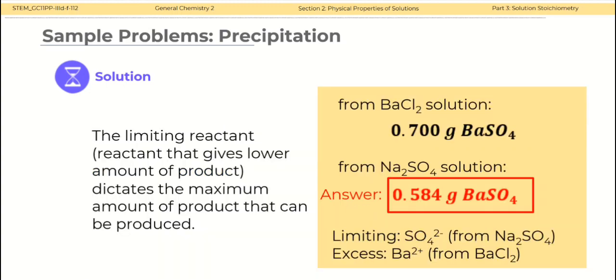The limiting reactant, or the reactant that gives the lower amount of product, dictates the maximum amount of product that can be produced. Sodium sulfate gives the lower amount of barium sulfate, with a value of 0.584 grams. Thus, mixing the two given solutions can produce up to 0.584 grams of barium sulfate.